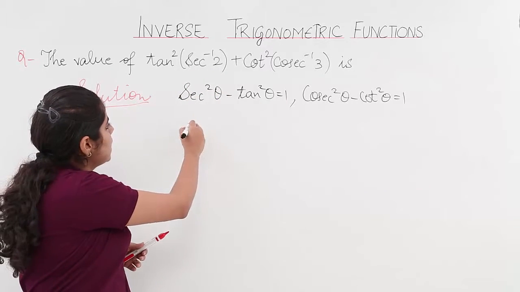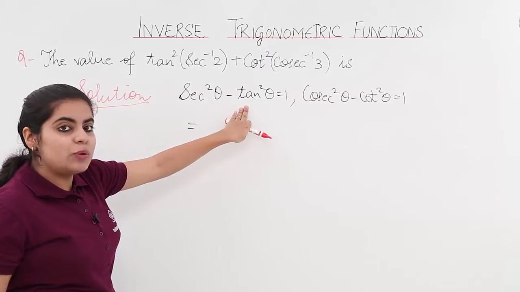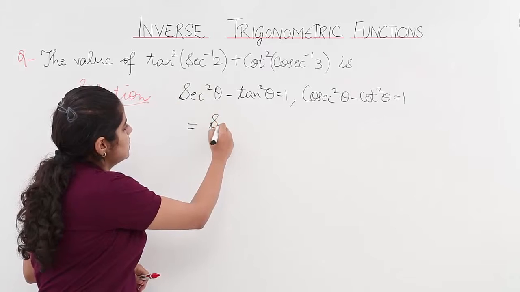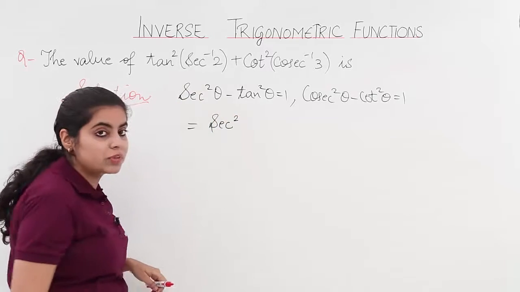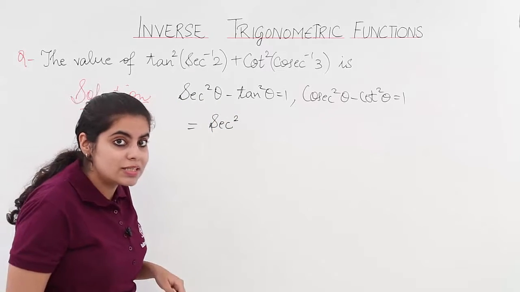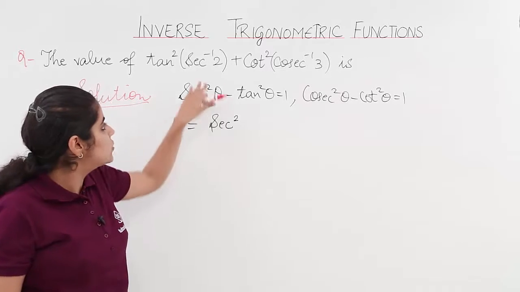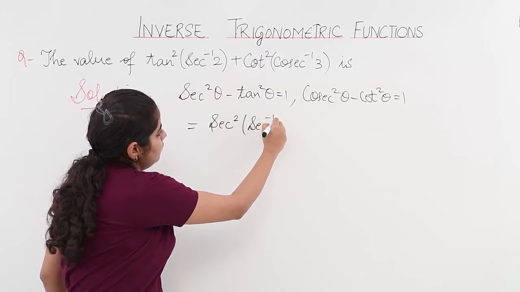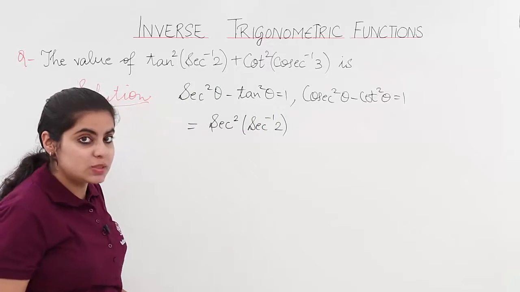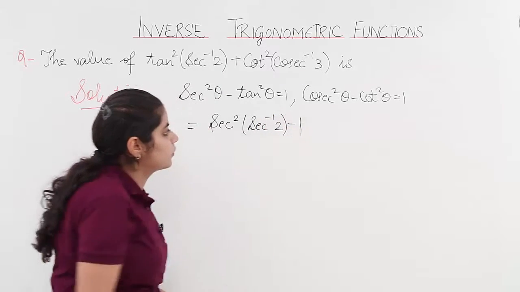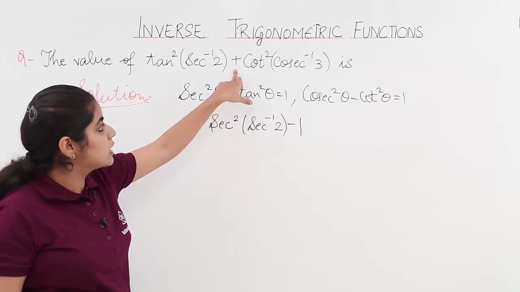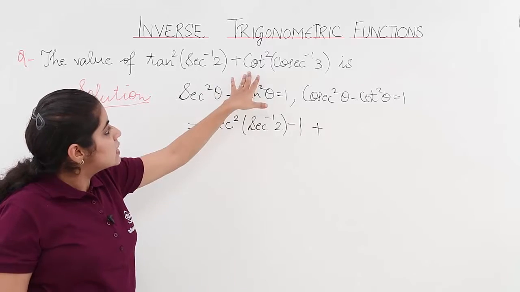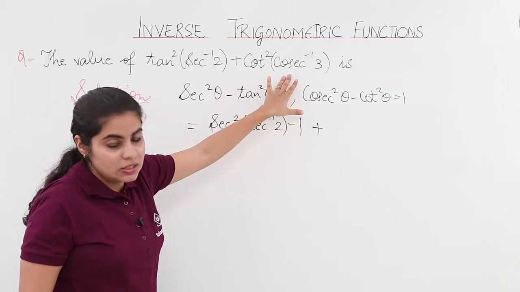Let's see. Now tan square would be secant square theta minus 1, so it becomes secant square of theta minus 1. Now what is theta? Theta is the angle, which is secant inverse 2, and minus 1. Going about the question again, it is followed by plus, we write the plus operator. Now it is cot square cosecant inverse 3.